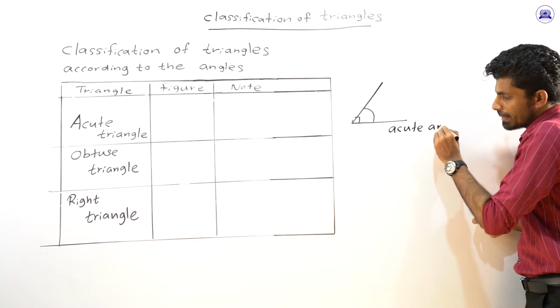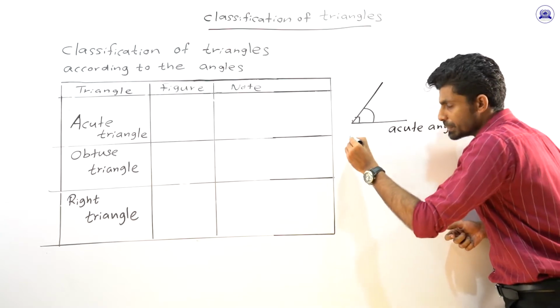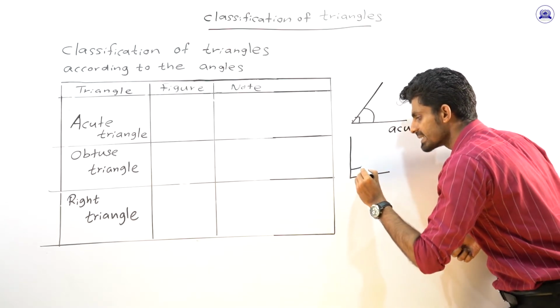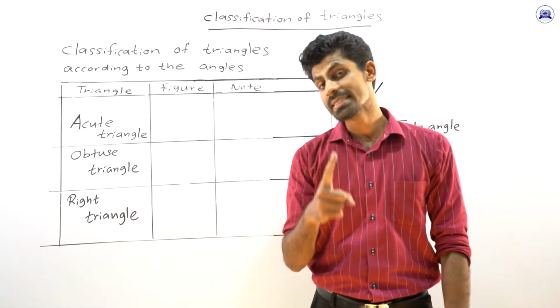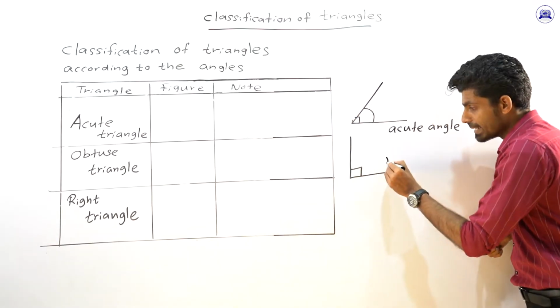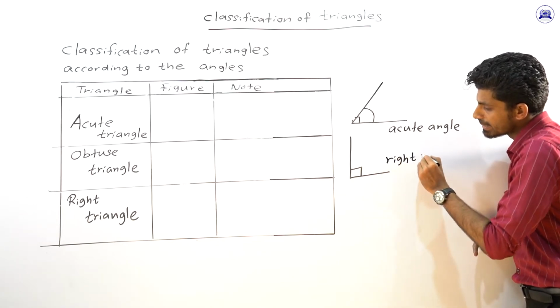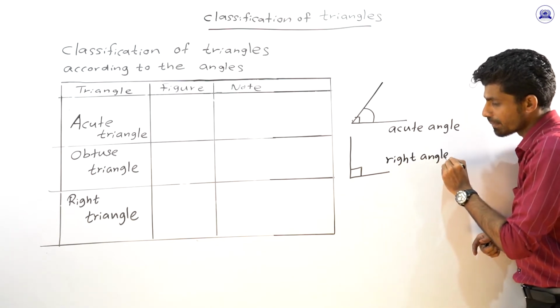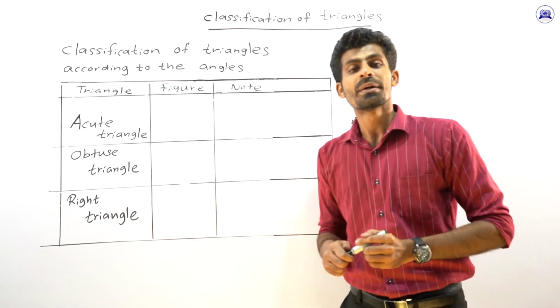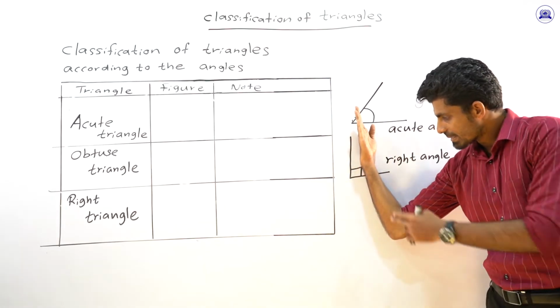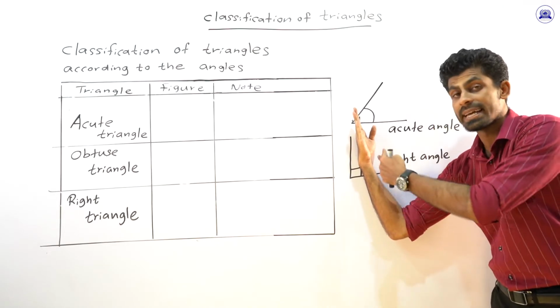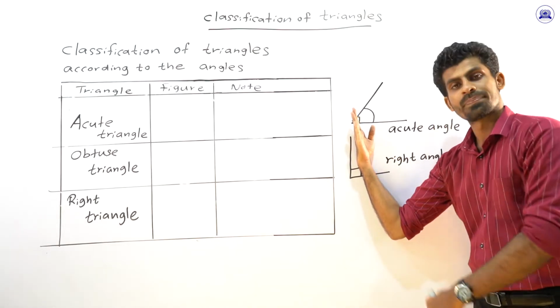What is that one? Acute angle. You know that an angle exactly equal to 90, what is that angle? That angle is a right angle. It's like the shape of my arm, like this. So you can see exactly 90 degrees should be there.